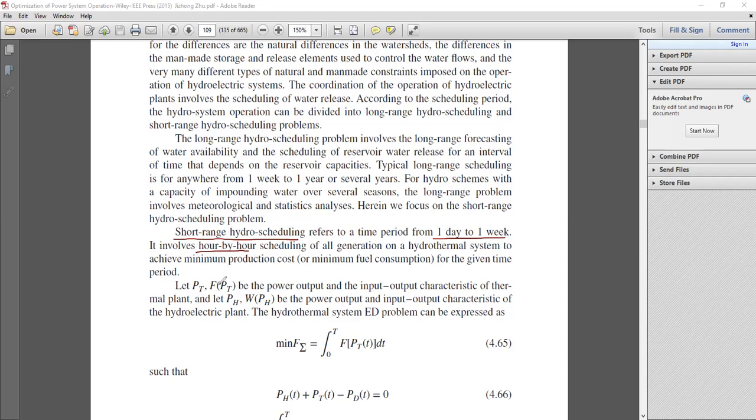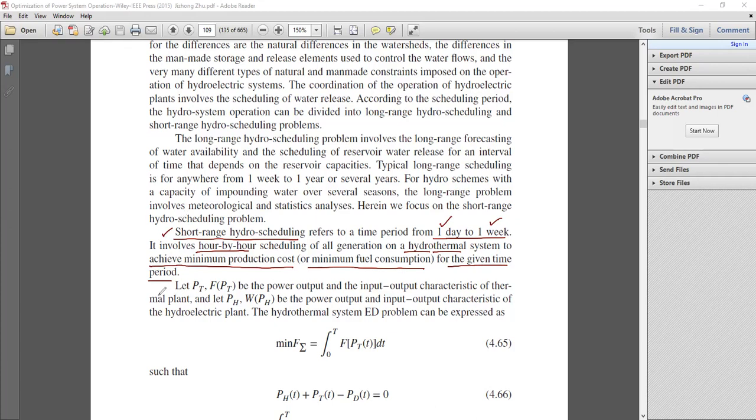So our target again in the hydrothermal scheduling is that we will be using some hydropower, and also some thermal power, to supply a common load, and our target would be to achieve the minimum production cost, or in other words, the minimum fuel consumption. For how long? For the given time period, be it 1 day or 1 week or anything in between, because it is short-term hydro scheduling.